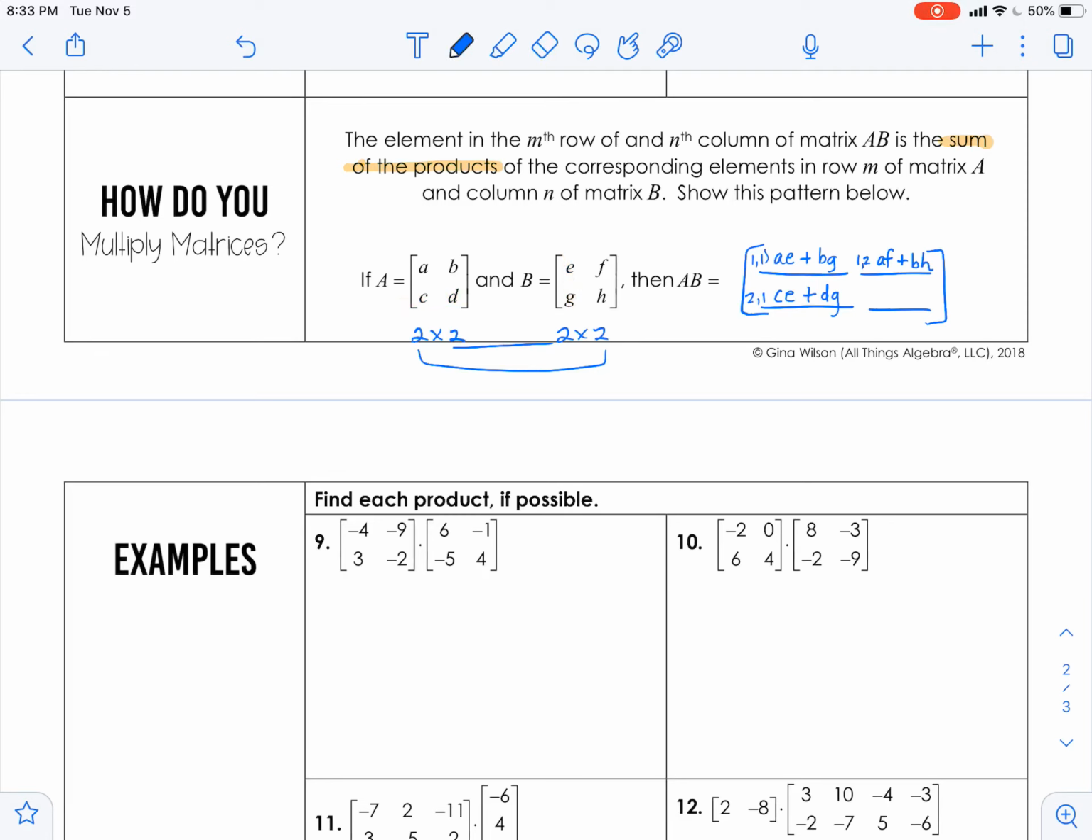Okay, and now I'm in row 2, column 2. So I'm going to come over here to row 2, column 2. I'm going to multiply and add. So I have CF. Let me see if I can make that just a little bit bigger for you. Okay, so 2, 2. So I have CF plus DH.